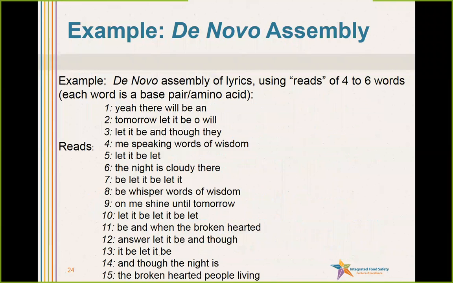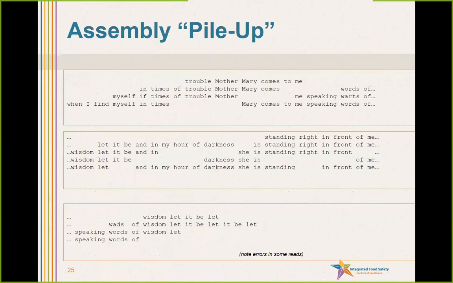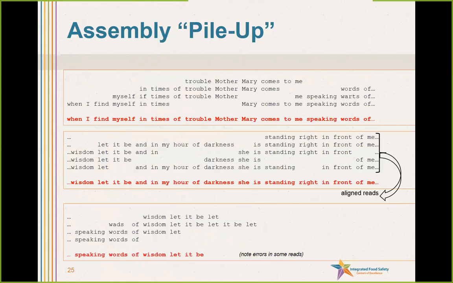Let's walk through de novo assembly of some lyrics. This example indicates each word is a base pair. We put together 4 to 6 words into something that makes sense. In this case, these are the reads. We have 15 lines of reads. We then try to line up all the reads so the words are lining up with each other. When we have them lined up with each other, we can put together a final product, which is the assembled contig. So we have the aligned reads, and now we have the assembled contig.